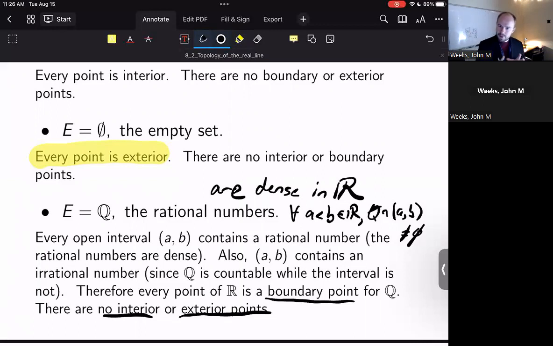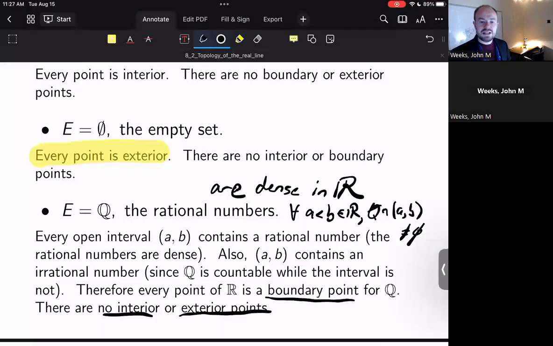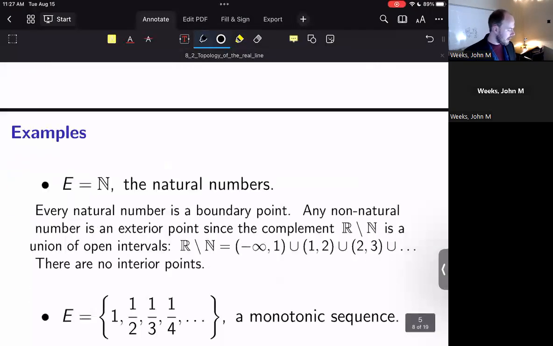So we've kind of broken apart what it means for every point to be interior with the real line, every point to be exterior with the empty set, and every point to be a boundary point with the rational numbers. So these are some good examples to be thinking about. Let's go ahead and see a few more.